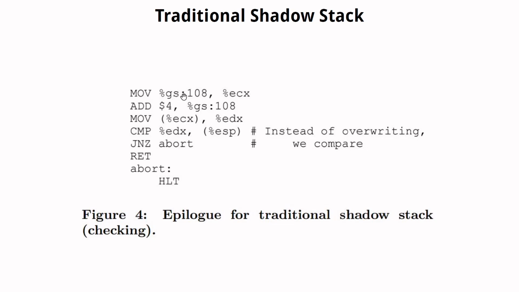Let's say we move the Shadow Stack pointer to ECX, add 4 bytes, move the return address to EDX. Here we use a compare instruction, compare EDX with whatever is in ESP. Then if they are not equal, jump not zero. So the compare instruction will change the EFLAGS register, and the jump instruction will have different behaviors depending on what kind of flags is set in the flag register.